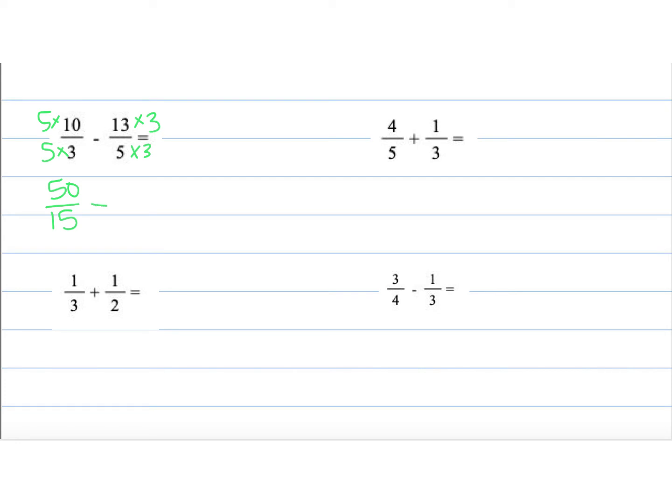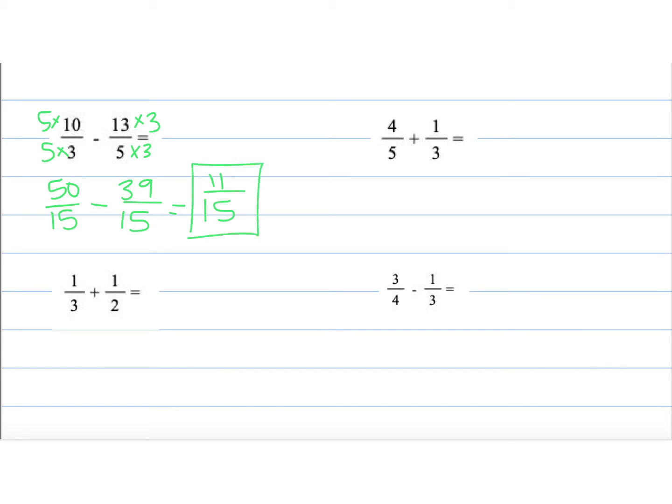So 13 times 3 would be 39 fifteenths. Now that I have a common denominator, I can subtract. So 50 minus 39 would be 11 over 15, and that is already in simplest form.